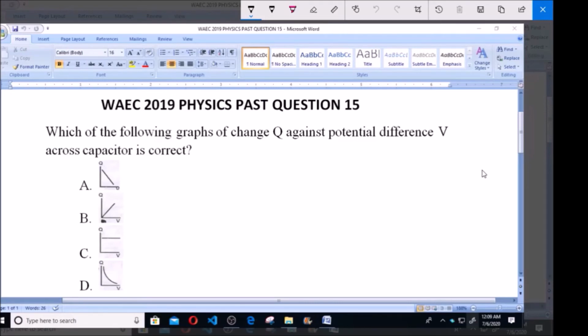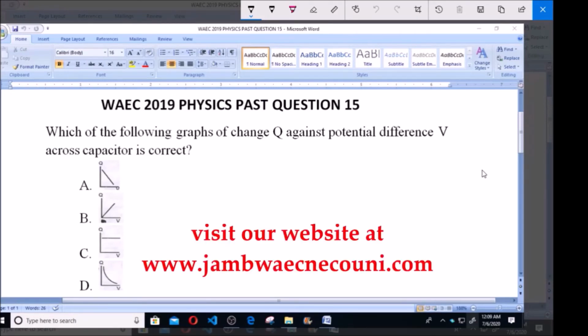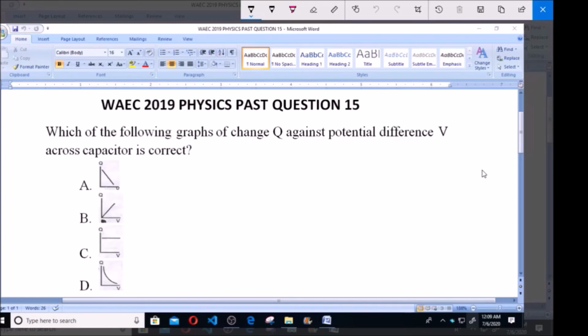Today we're going to be looking at WAEC 2019 Physics past question number 15. Which of the following graphs of change Q against potential difference V across a capacitor is correct? A, we have this sketch. B, we have this sketch. C, we have this, and D, we have this.